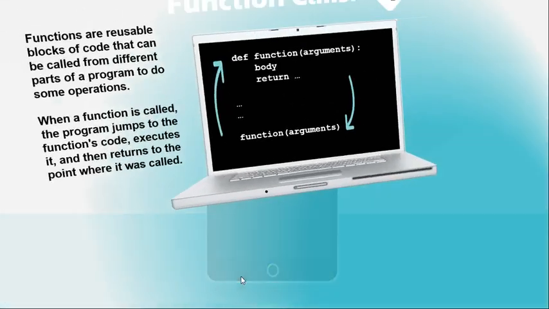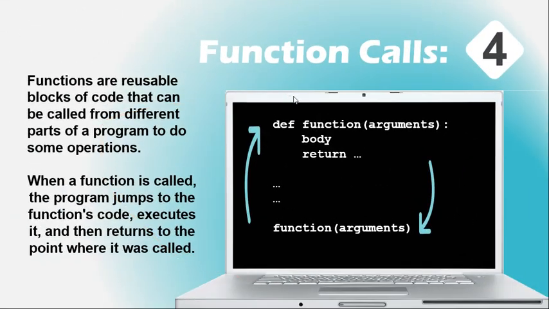Then there are function calls. Functions are reusable blocks of code that can be called from different parts of the program to do some operations. When a function is called, the program jumps to the function's code, executes it, and then returns to the point where it was called.